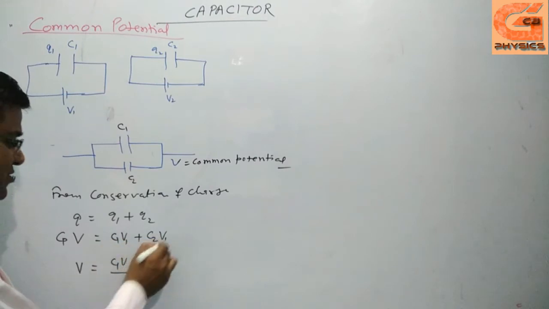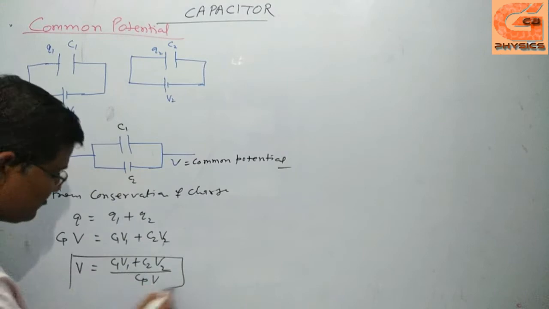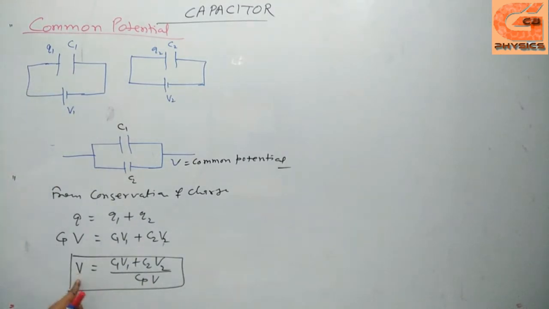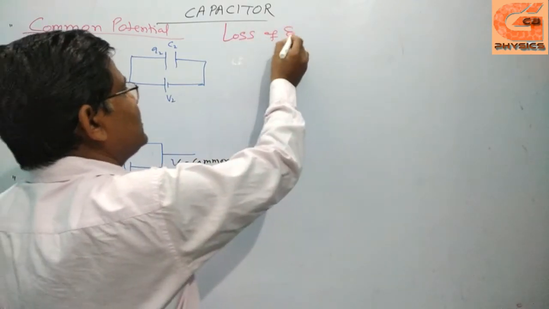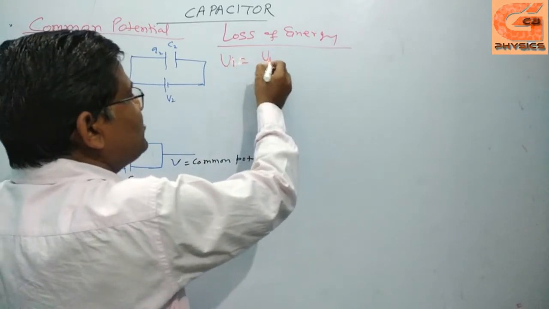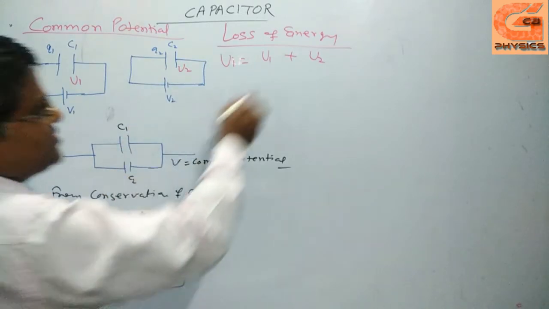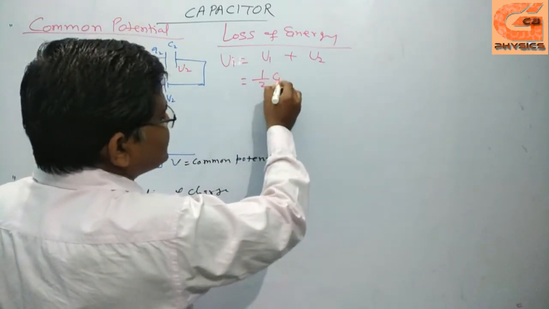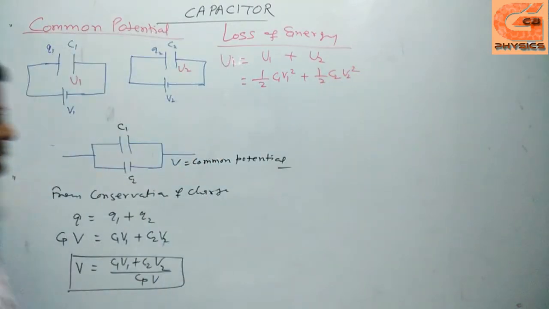Here C1 is used with 1 and 2. This is the formula of common potential. V is the common potential, (C1 V1 plus C2 V2) by Cp. But the next thing is loss of energy. In this process, initial energy is U1 plus U2, U1 for this and U2 for this. And then the initial energy is 1 by 2 C1 V1 square plus 1 by 2 C2 V2 square.